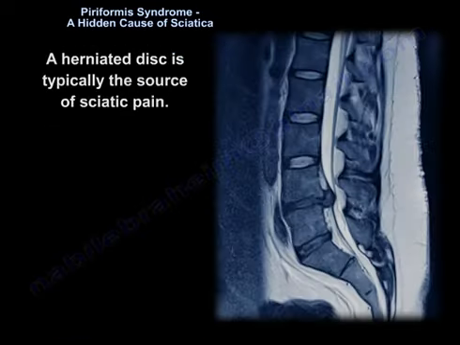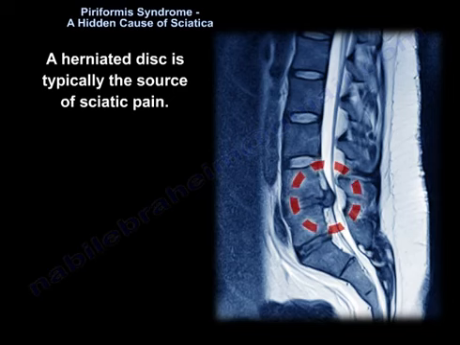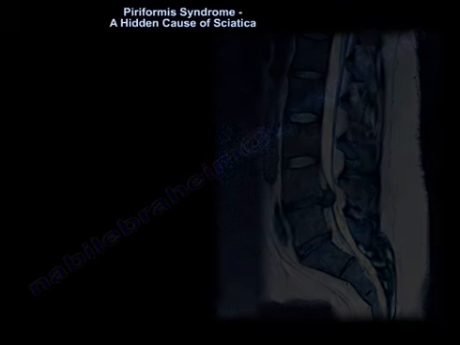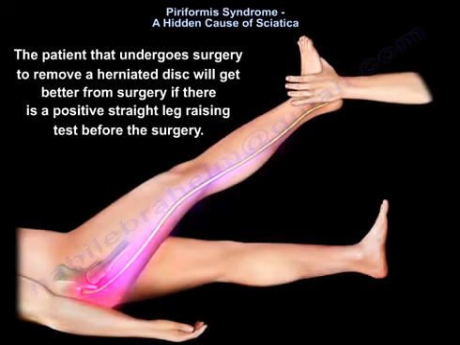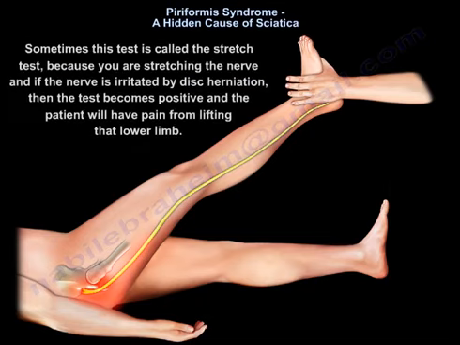A herniated disc is typically the source of sciatic pain. A patient that undergoes surgery to remove a herniated disc will get better from surgery if there is a positive straight leg raising test before the surgery. Sometimes this test is called the stretch test because it's stretching the nerve, and if the nerve is irritated by disc herniation, then the test becomes positive and the patient will have pain from lifting that lower limb.